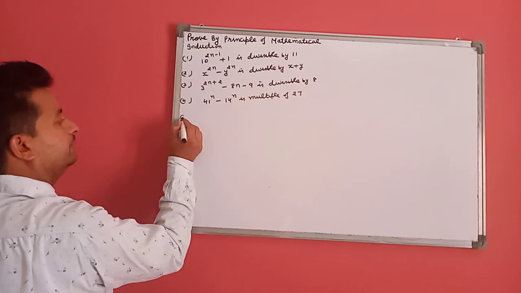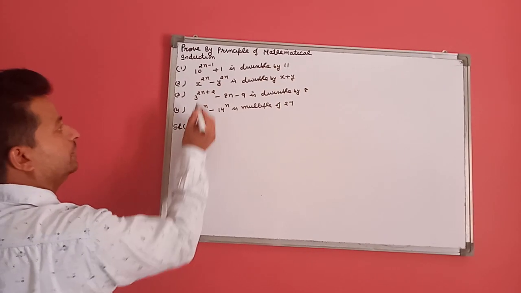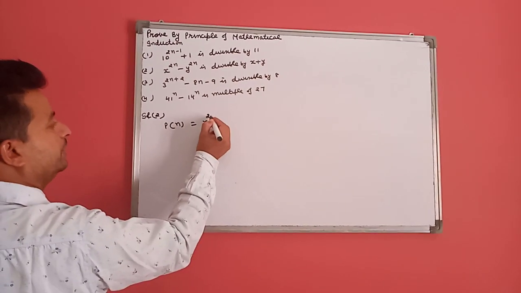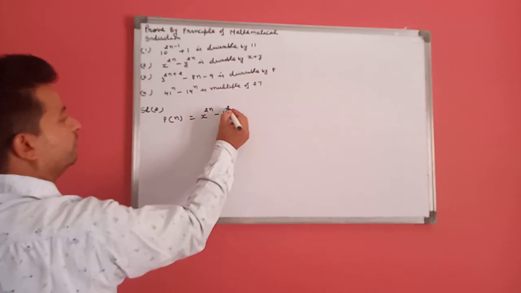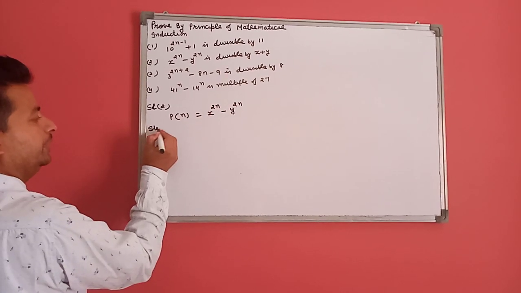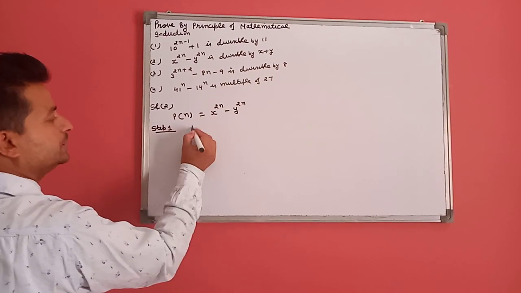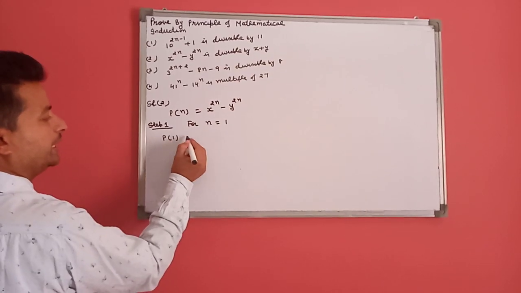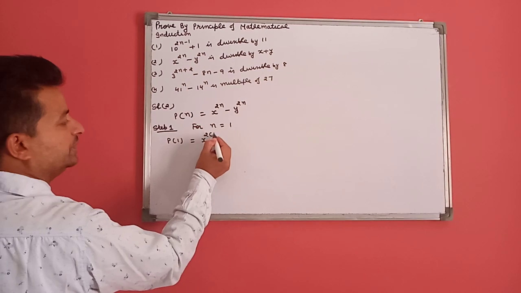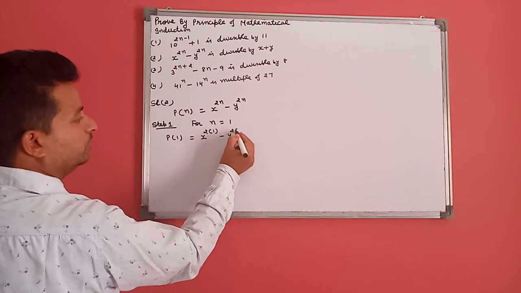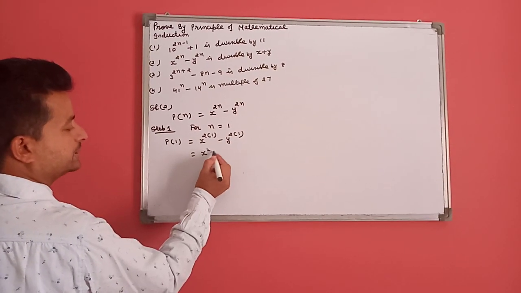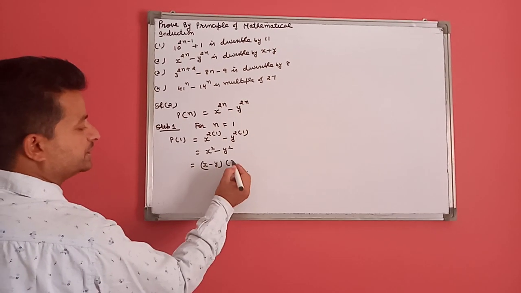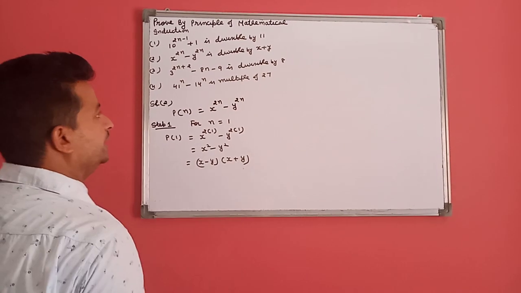Number second, solution of second. The statement, we take this statement as Pn: x^(2n) minus y^(2n). In step 1, that is for n equal to 1, we put n equal to 1. This means 2 into 1, so this is x square minus y square. This is the identity a square minus b square equals (a minus b)(a plus b).